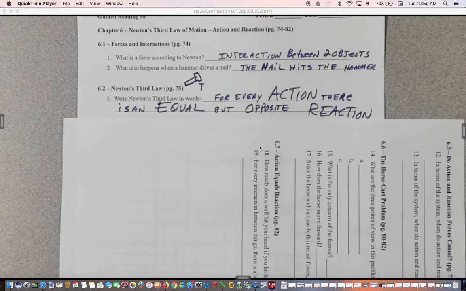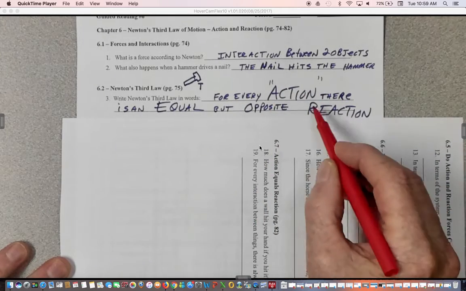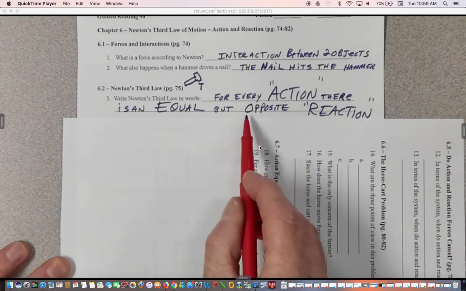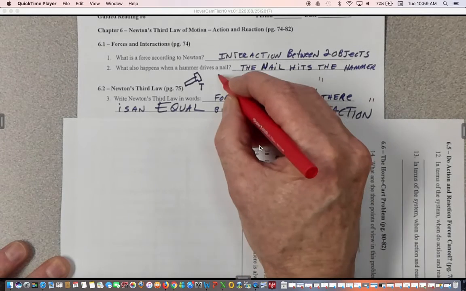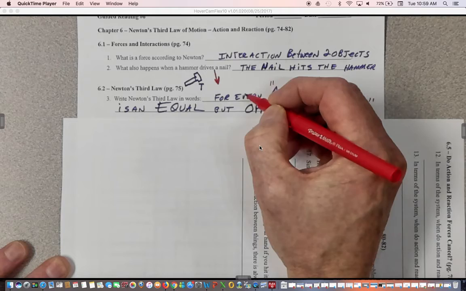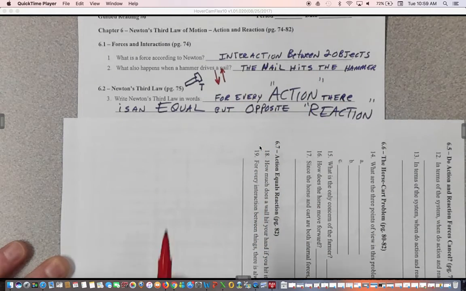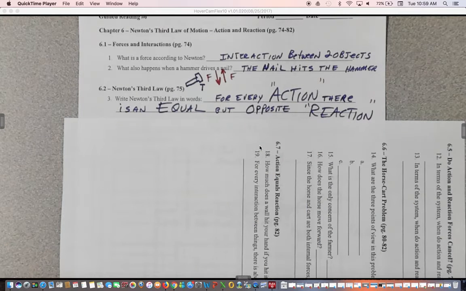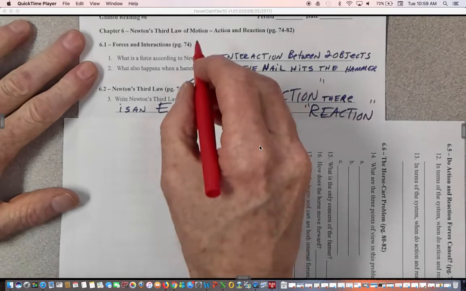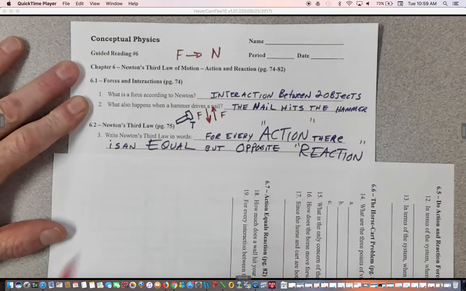The key thing is there's an action force and a reaction force, and they're equal but opposite. The opposite is their direction. So the hammer hits this way, the nail hits back with equal and opposite forces. The opposite being the direction, equal meaning they're the same magnitude of newtons. Remember, the units of force are newtons.